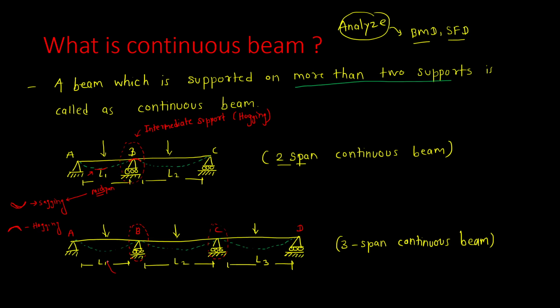Similarly, here also you can say that at the midspans the moment is sagging, and at the intermediate support it is hogging. We generally take sagging moment as positive. So at intermediate supports there is hogging, which means negative moments are present at the intermediate supports. This is nothing but the nature of moments in a continuous beam.